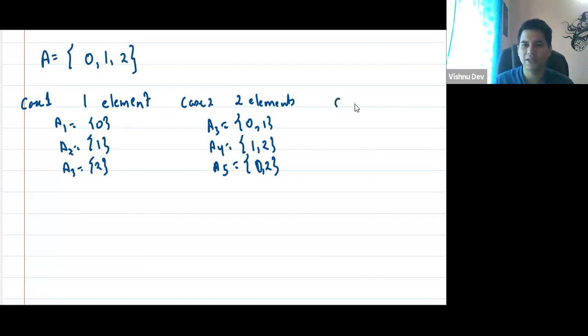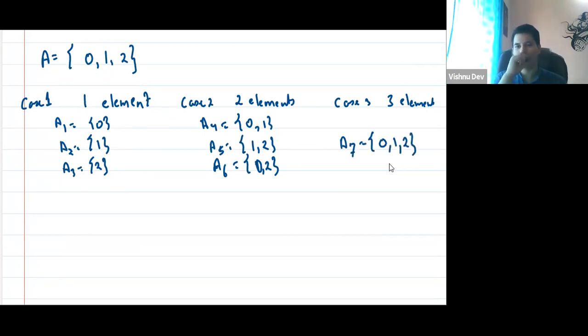Case 3: 3 elements. So A7, A4, A3, sorry. Yeah, sorry. This is A4, A5, A6. This is what you're saying now? Yes, sir. Okay, my bad. A4, A5, A6. What is A7? A7 is all the 3 elements, {0, 1, 2}. Now we are getting only 7 subsets. Are we missing one? If 8 is the correct answer, are we missing something?